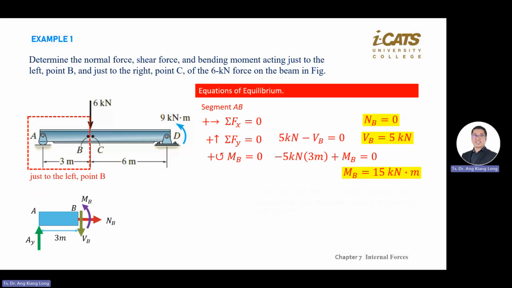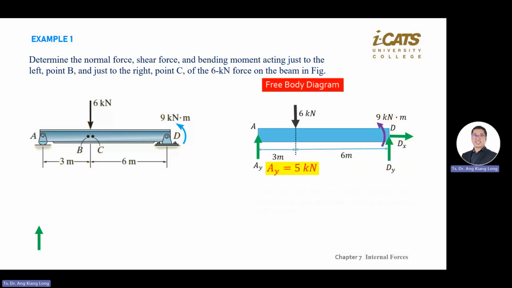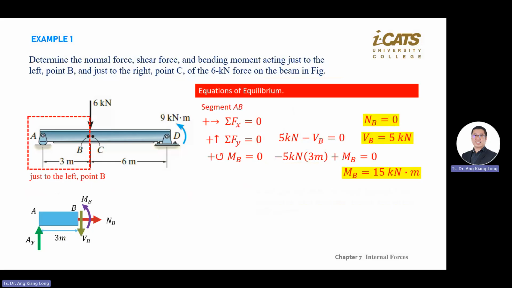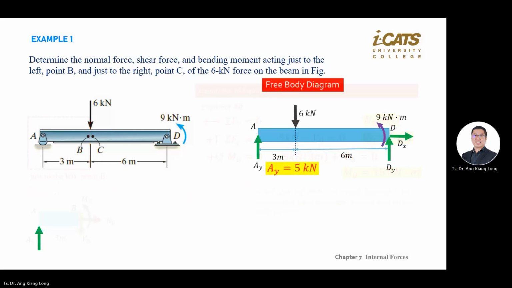Okay, so you might ask, hey, Dr. Ang, can I omit the dot or not? Can. You can just write kilonewton meter. This is just for later when you need to do dimension analysis, then it will be very helpful. Okay, so you have done the left hand side. Then you do the right hand side.